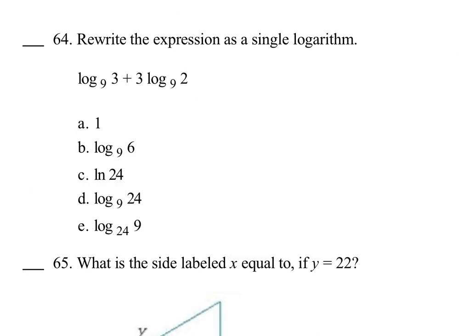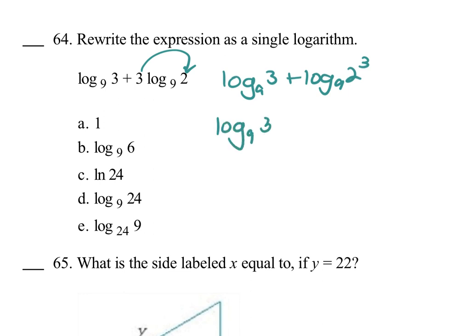Okay, so 64. This one has 2 logs. We want to condense it first. Before you condense this, 3 on the front's got to become the exponent on that 2. So anything on the front will become the exponent. So this is log base 9 of 3 plus log base 9 of 2 to the third. Addition becomes multiplication. So log base 9 of 3 times 2 to the third is log base 9 of 3 times 8, or log base 9 of 24.